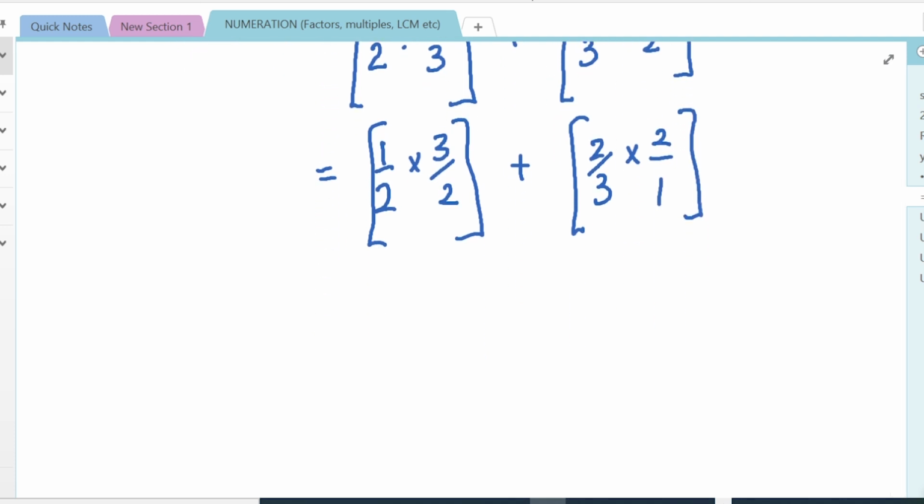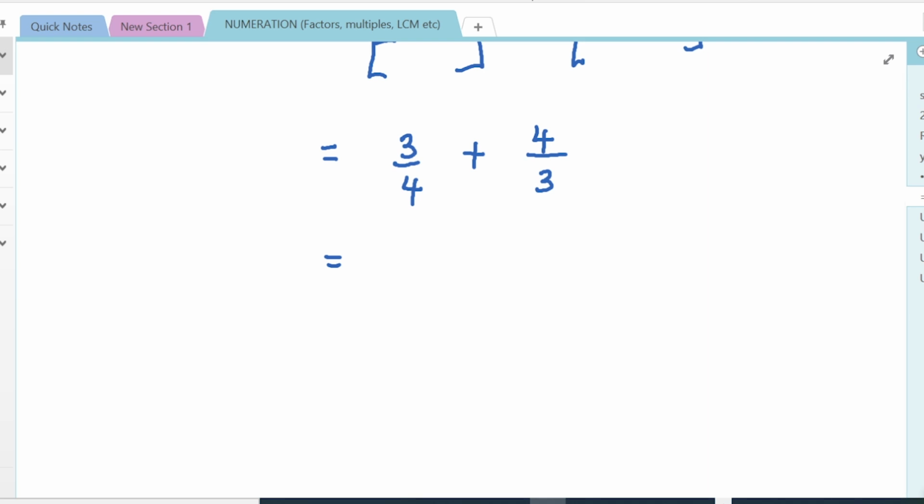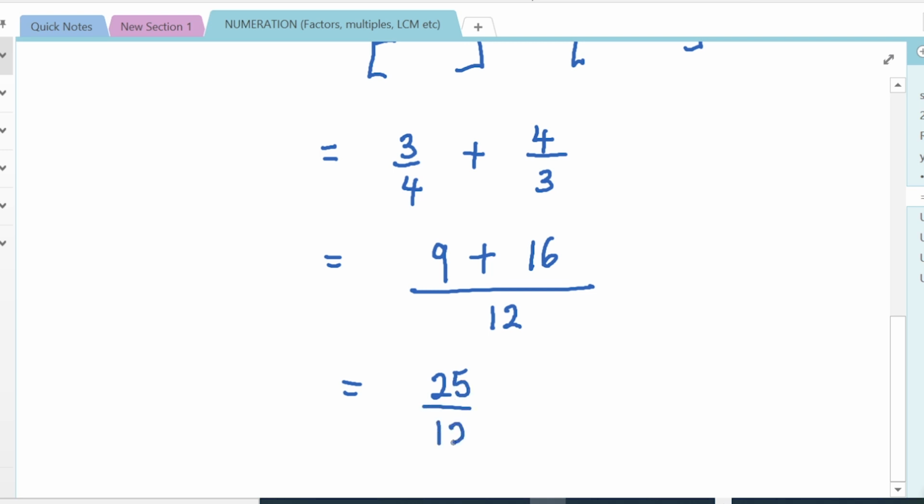So from there we shall end up having, of course, 3 over 4 plus 4 over 3. From there we find the LCM of 3 and 4. The LCM of 3 and 4 is 12. 12 divided by 4 is 3. 3 times 3 is 9. Plus 12 divided by 3 is 4. Times 4 is 16. And then we shall end up with 25, divide that by 12.